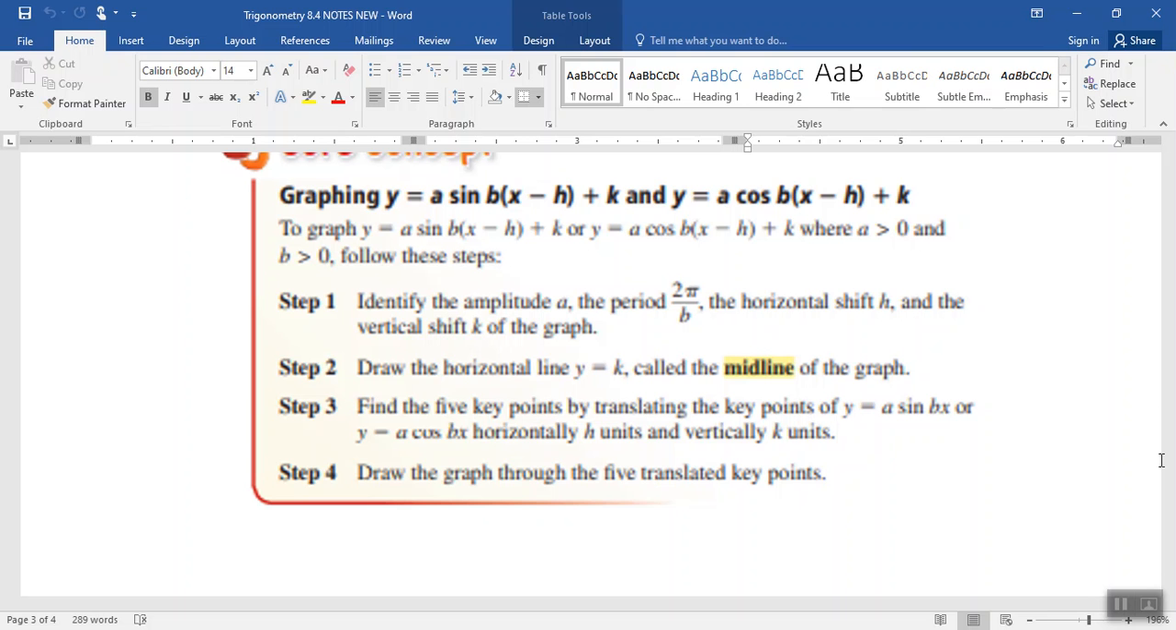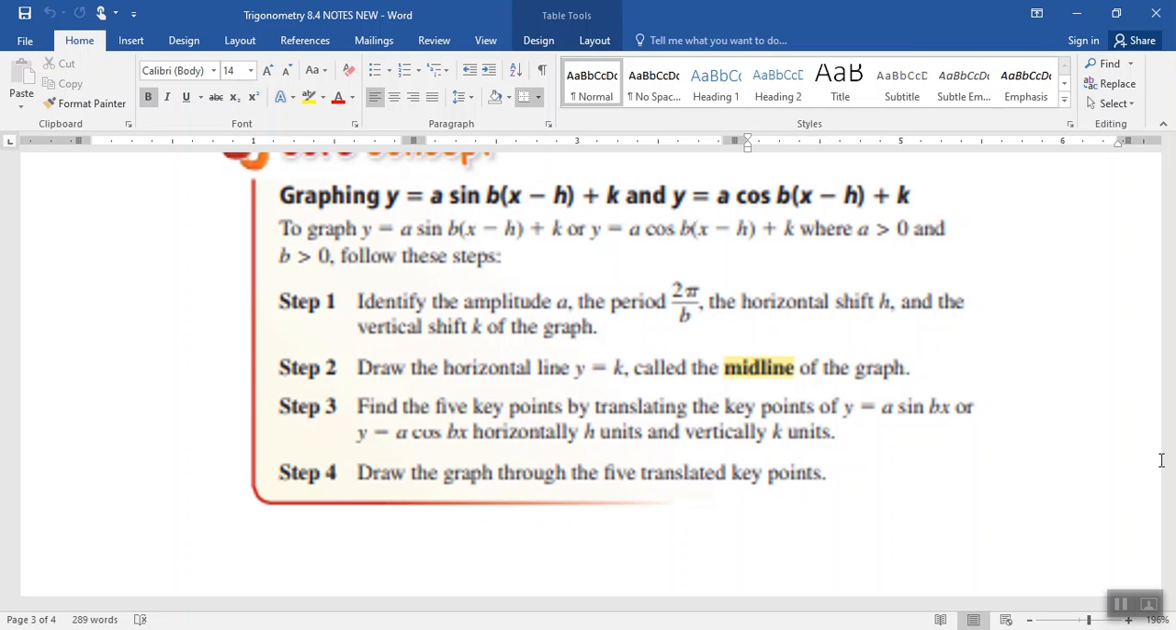To graph this, y equals a times sine of b x minus h plus k, or the cosine part, follow these steps. First of all, it says identify what, kids? Do we know how to do that? Identify the amplitude and period. Can we figure out a horizontal shift? And can we figure out a vertical shift?